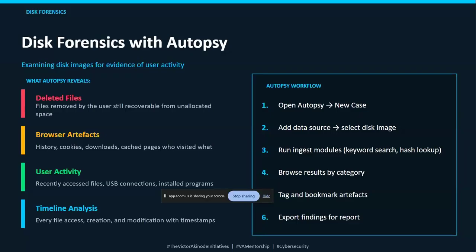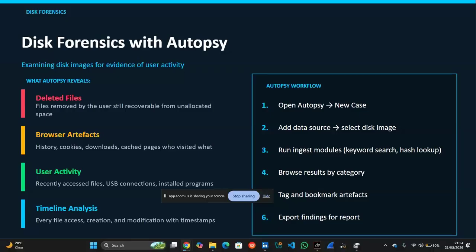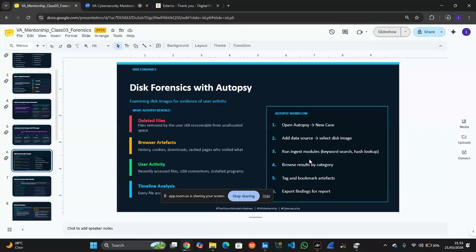Then six, it allows you to export findings for reports. One thing I like is the reports on whatever you found: HTML, I think PDF. So far I've only extracted reports using HTML. I'm not sure if there are other formats, but there should be, maybe PDF and document. So let's quickly look at that.